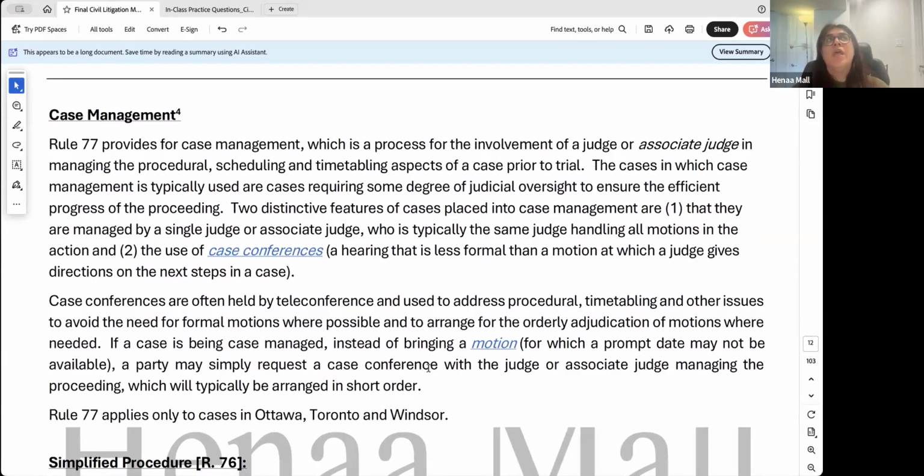Case management. Now, Rule 77 of the Rules of Civil Procedure talks about case management. Case management is essentially a process where you are managing the case. What does it mean? It means procedurally you are managing the case when it comes to scheduling and timetable.